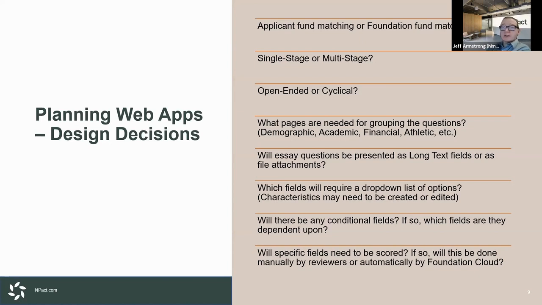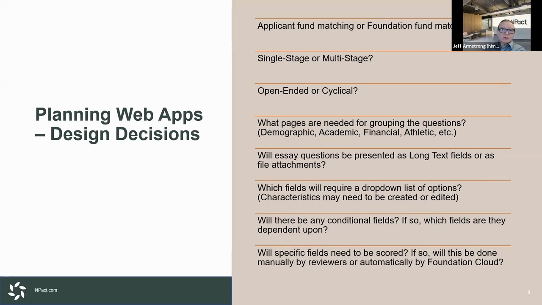So without trying to steal too much of her thunder, these are some of the planning questions that we're going to need to address before we actually start developing our application and putting it online. The first one we've discussed already: do you want your applicants to do fund matching, or do you want the foundation, your staff, to do fund matching? And that'll drive some of the configuration you'll need to do in the web application in Foundation Cloud Grants. Are you going to do a single-stage or a multi-stage application?